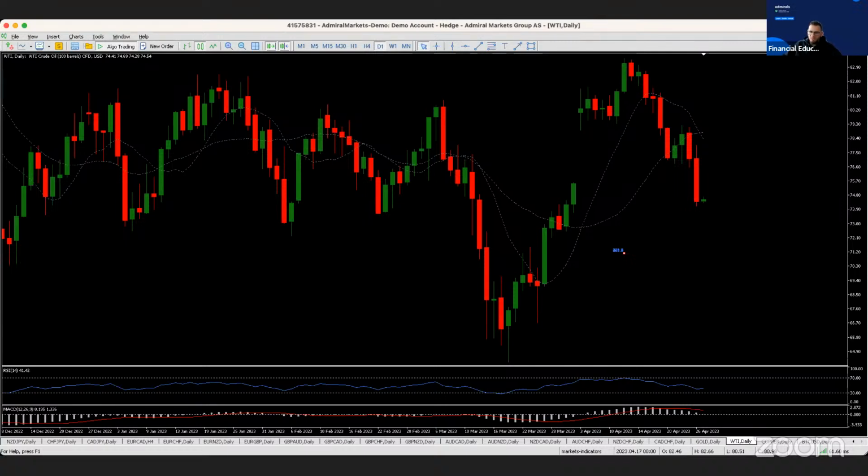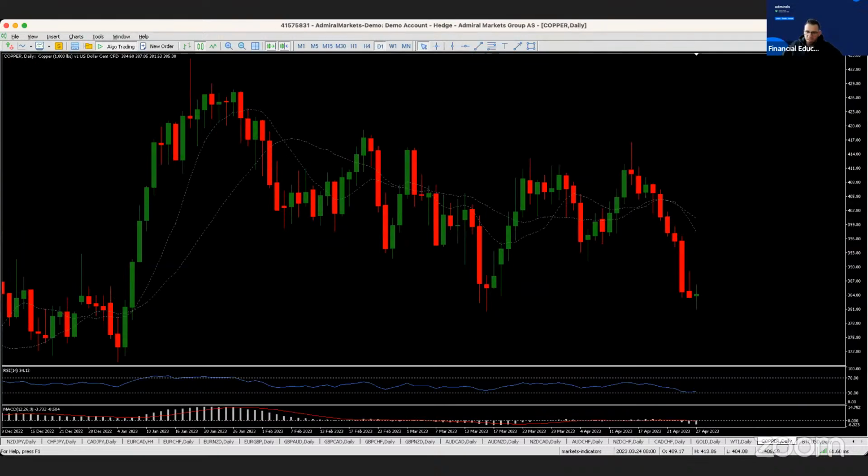So if we use the FIB tool, what is here? There's 64, here's 82. We are about in the 50% of this move. So the market can find some support around here. Copper, we have a nice support at this area. And we see if any reversal candlestick pattern appears from this support.